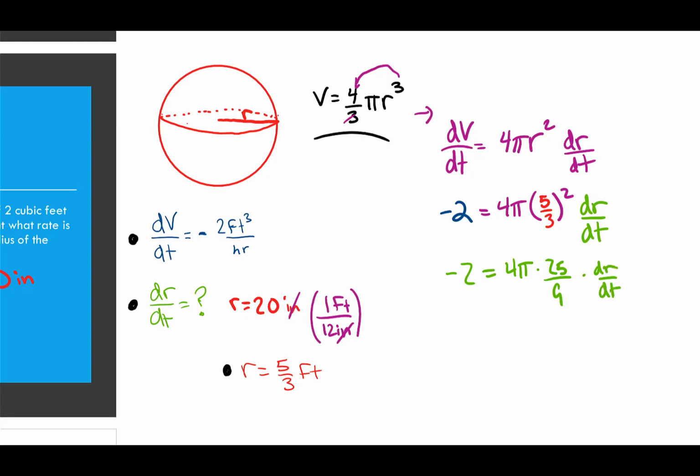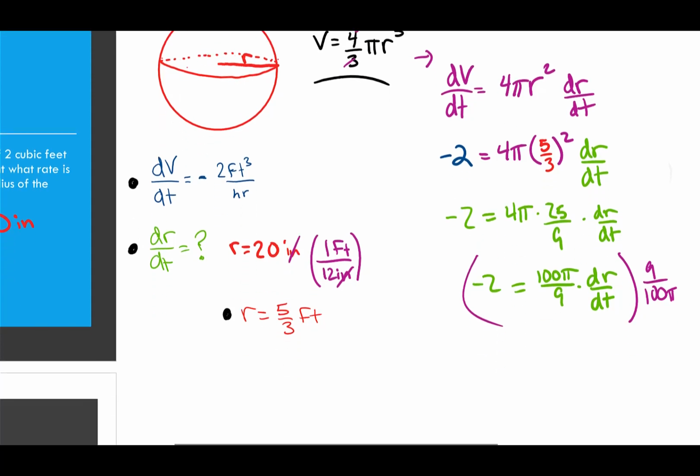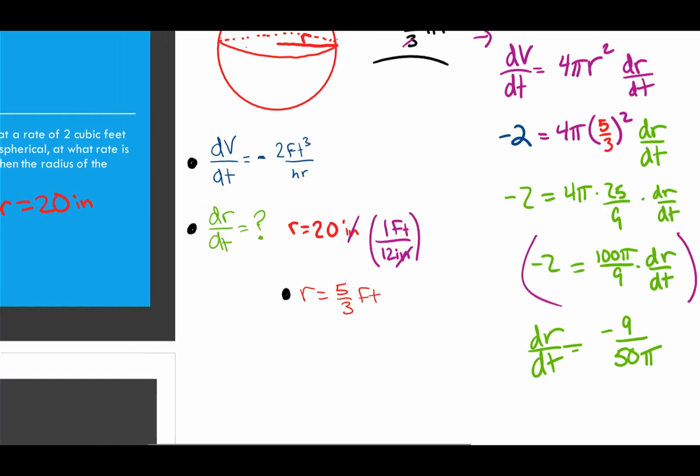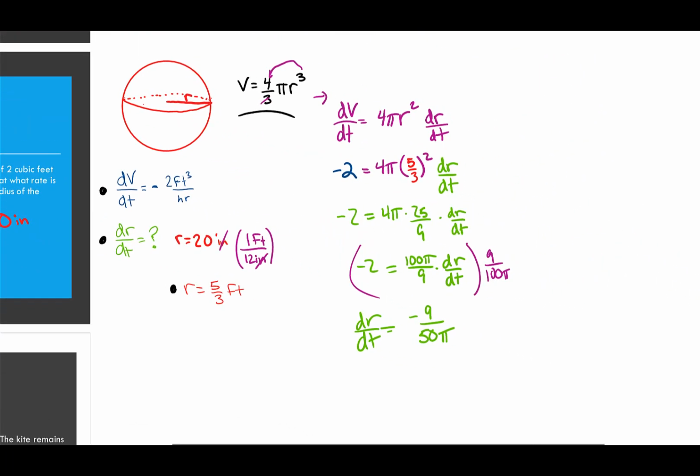Let's keep cleaning. We put that together. What's that? 100 pi over 9 times our dr dt is equal to -2. Well, let's multiply by its reciprocal on both sides, 9 over 100 pi. I think we're going to end up that our dr dt, the derivative on the radius with respect to time, is going to be, that'll cancel out. What are we going to get? -9/50 pi. And what's our units? How fast would it be changing? Well, we're dealing with feet, right? So that would be feet per what? Feet per hour. And that's the solution to our problem.